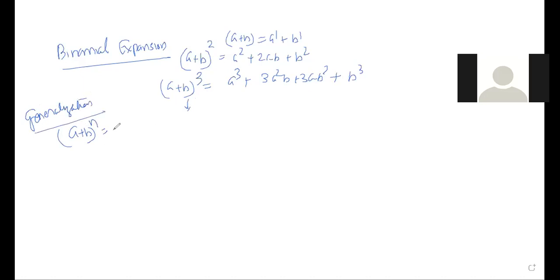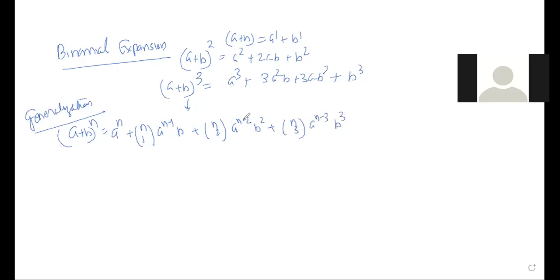Generalization. (a + b) to the power n can be written in the form of a to the power n plus nC1 a to the power n minus 1 and introduce b. Then nC2 a to the power n minus 2 and b square. Reduce the power of a and increase the power of b gradually. Then nC3 a to the power n minus 3 and b cube.